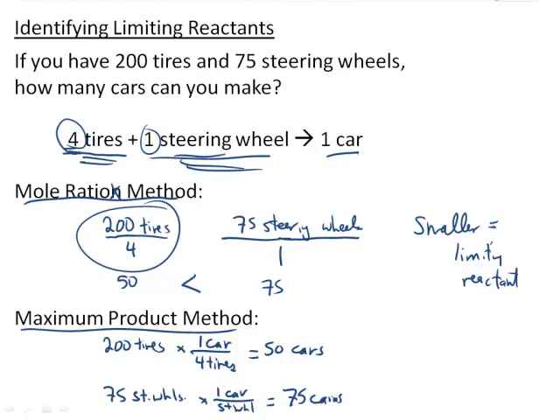And in the maximum product method, the one that's going to work is this one. It really should be called the minimum product method, because the one that is going to actually control the reaction is the one you're going to make less of. So the fact that the tires will allow making fewer cars means that's the one that will limit the reaction. So you now know the limiting reactant is tires, and you can make 50 cars.